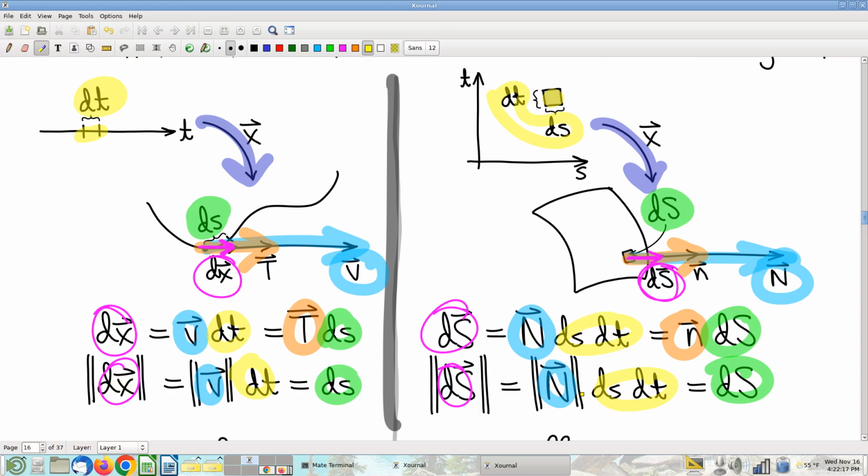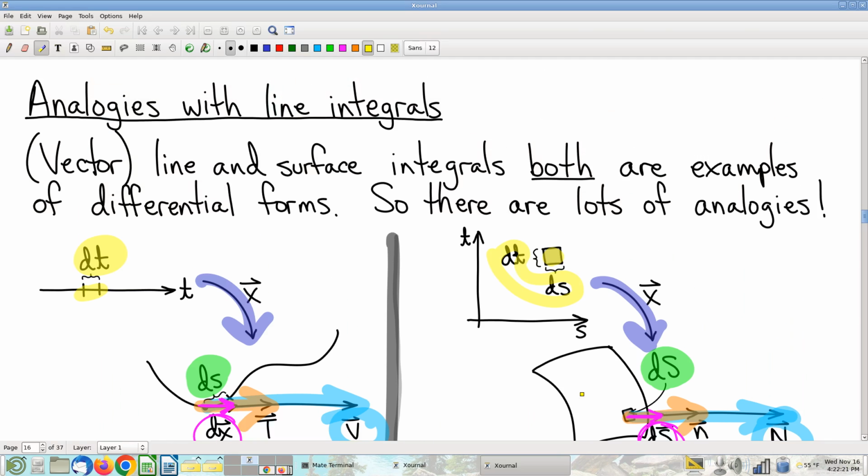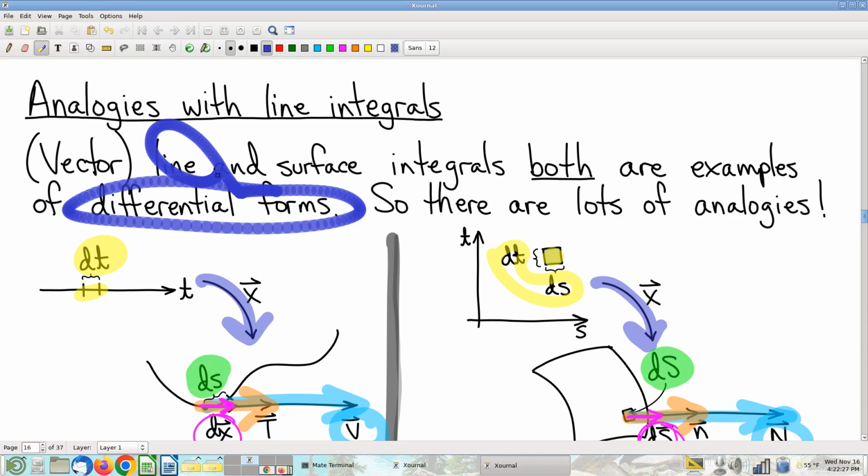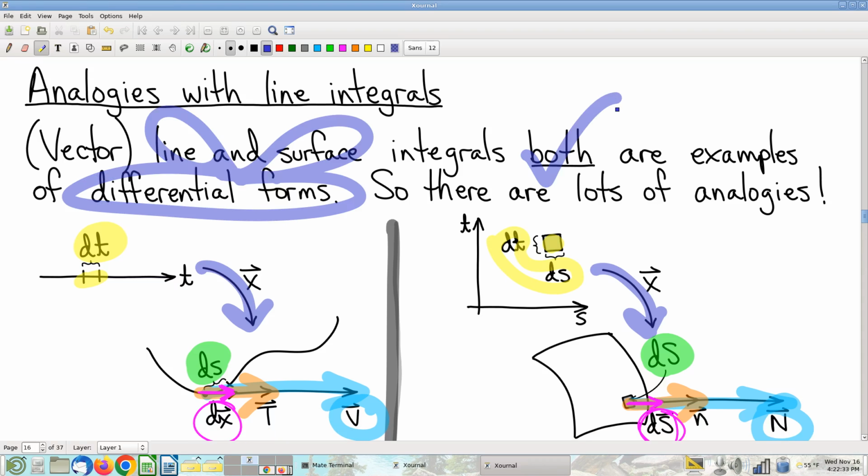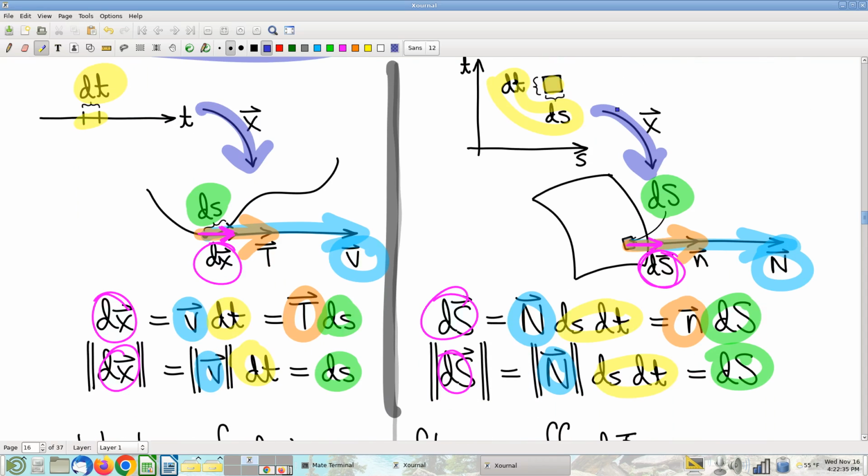The reason that these calculations look so much alike is because they're the same calculation. Both of these are integrals of differential forms. Line integrals, surface integrals are both morally the same thing, differential forms. And so it's really, from that point of view, no surprise that they're structurally identical.